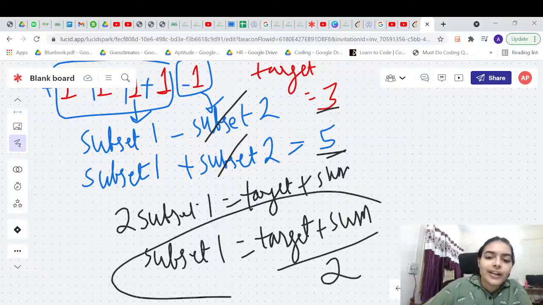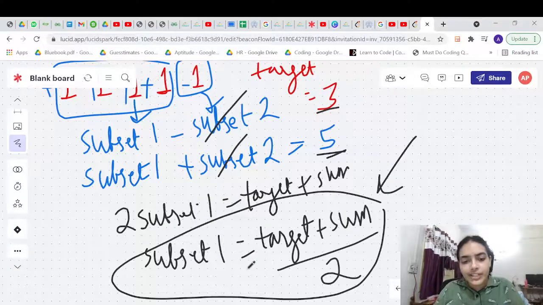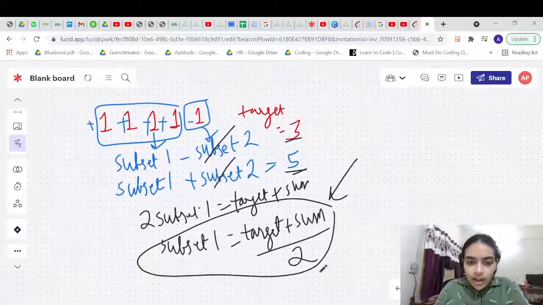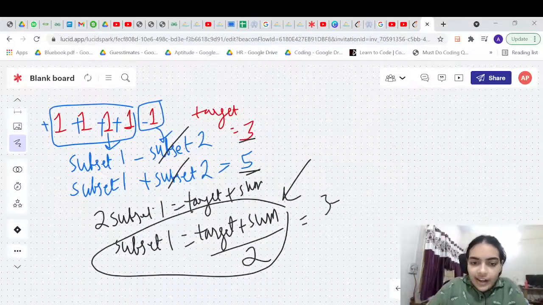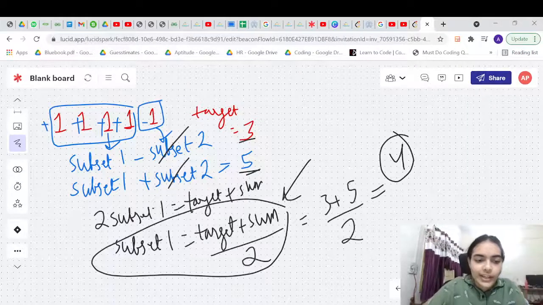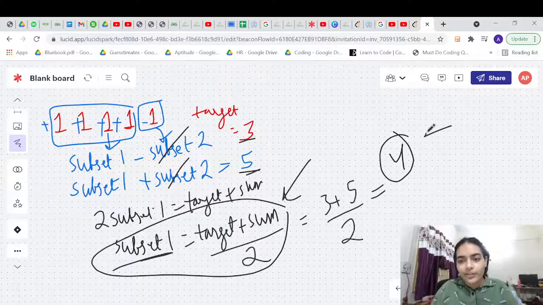So I need to find such a subset which has the sum (target plus sum) by 2. How to find such a subset? Target is 3, sum is 5. 3 plus 5 is 8, 8 by 2 is 4. I need to find a subset with the sum 4.